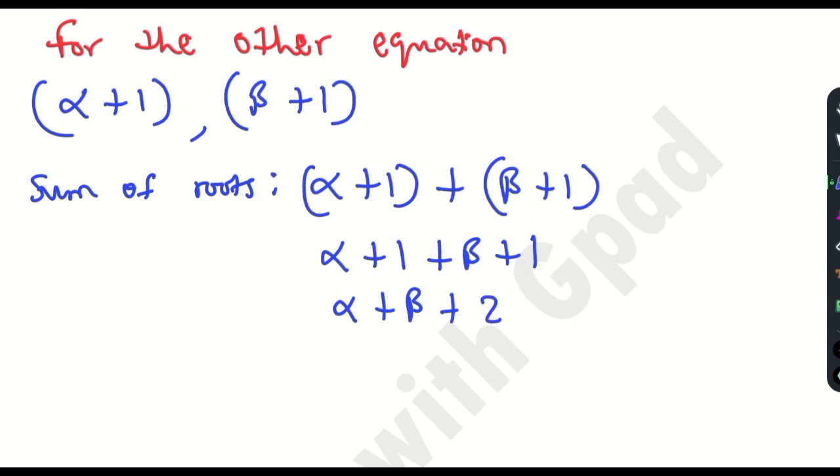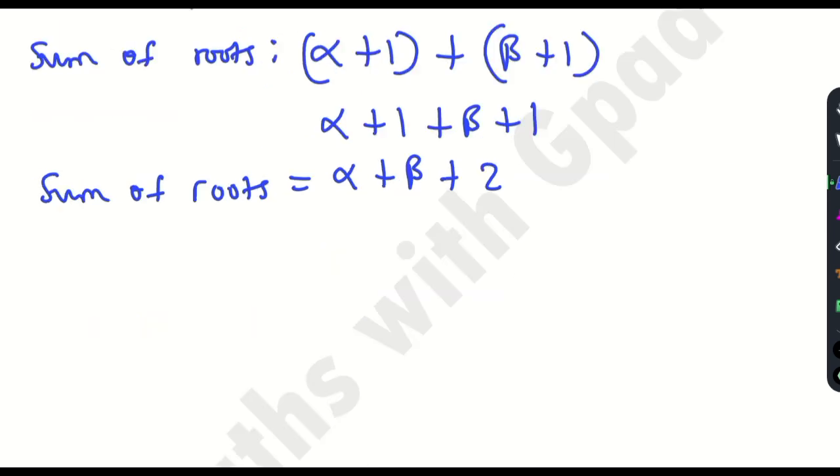Now this is the sum of roots. I'm going to write the sum of roots is equal to this right here. Now we want to bring back alpha plus beta. You know, we already got a value for alpha plus beta.